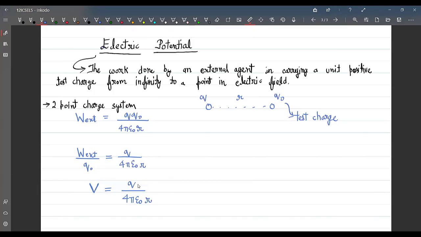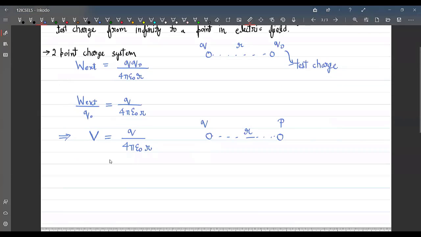In that case, the potential becomes Q by 4 pi epsilon naught R. So what this means is that charge Q is giving a value of potential this much. This is the potential of point P. Point P is just a point, there is no charge over here. V is the potential of point P due to charge Q.